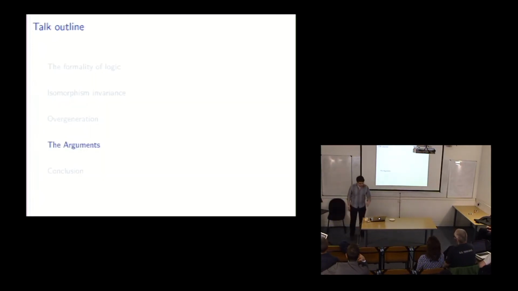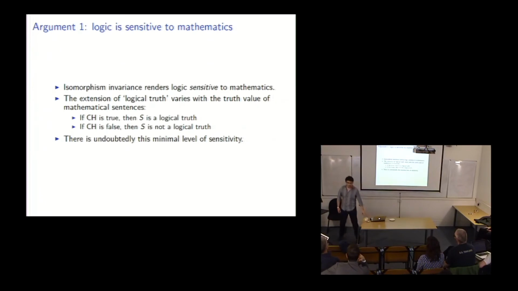Okay. So here are the arguments. Let's start with the first one. So the first one was saying this: isomorphism invariance renders logic sensitive to mathematics, and that's bad. Now, what might we mean here? Well, if this is the worry that you put forward, it looks like you think something like this. The extension of the concept of logical truth varies with the truth value of mathematical sentences.